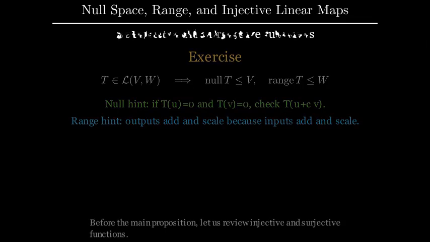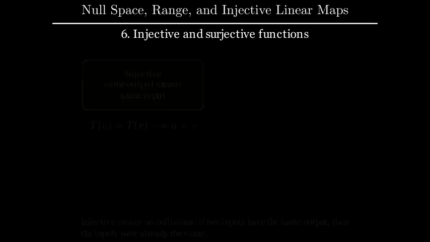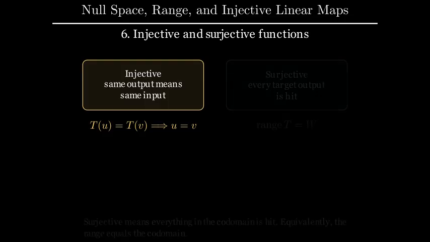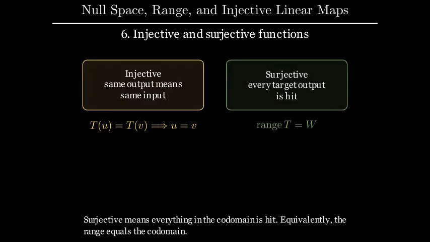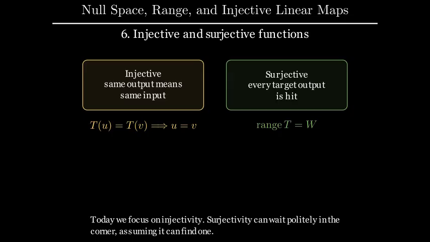Before the main proposition, let us review injective and surjective functions. Injective means no collisions. If two inputs have the same output, then the inputs were already the same. Surjective means everything in the codomain is hit. Equivalently, the range equals the codomain. Today we focus on injectivity. Surjectivity can wait politely in the corner, assuming it can find one.